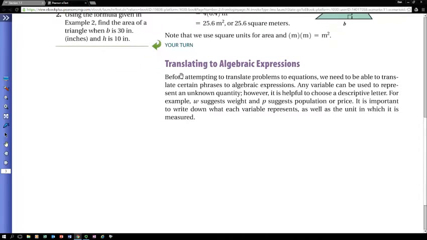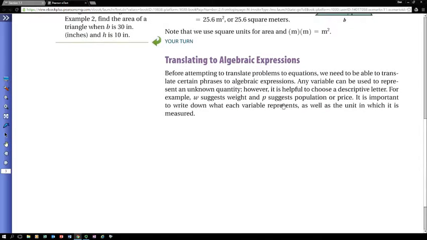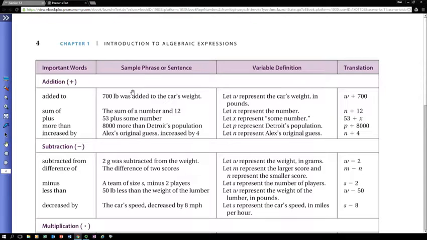Well, this next part is translating to algebraic expressions, which is really an English to algebra dictionary. They're going to talk about how phrases translate and those kinds of things. So we can take word problems or real problems in the world, translate them into an algebraic expression, and then later algebraic equations, and solve those.